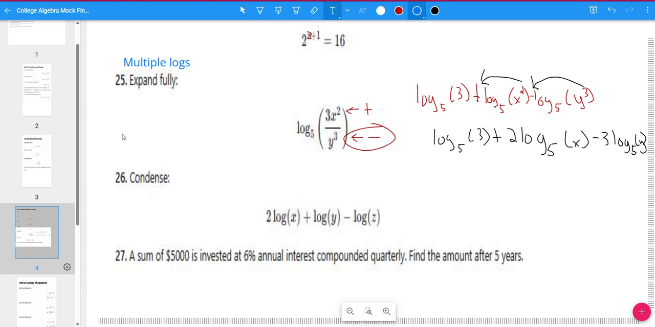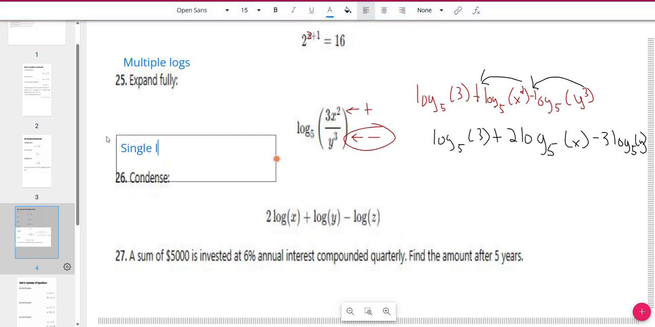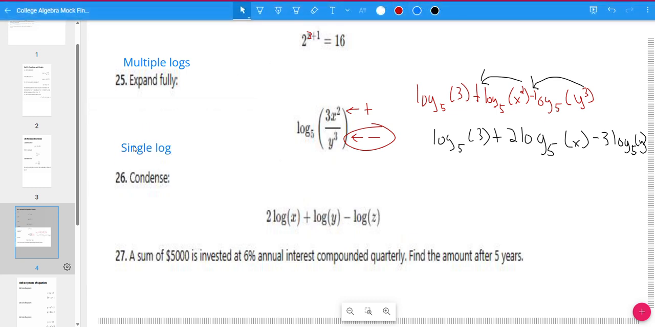Condense means go down to a single log. And once again, I cannot reiterate enough, doing this alone is simply not enough studying. This material is not enough. You need to be working on more of this on your own at home, like the test packets. But this is a good help, a good start.